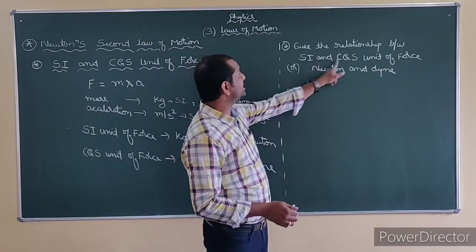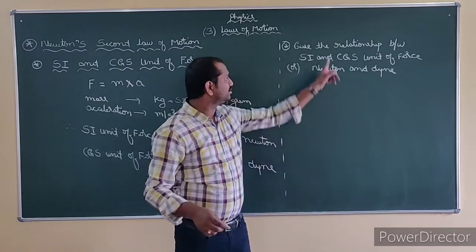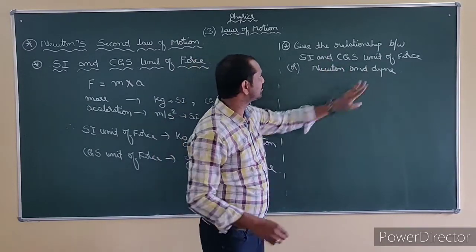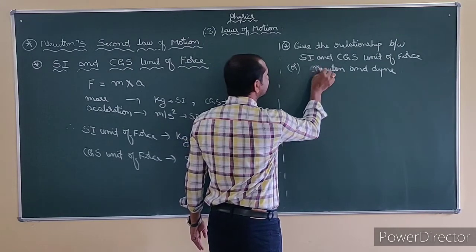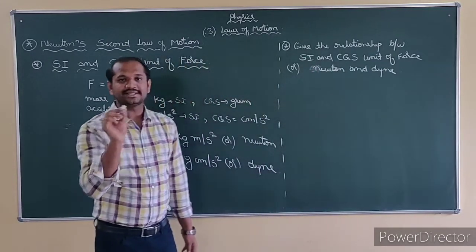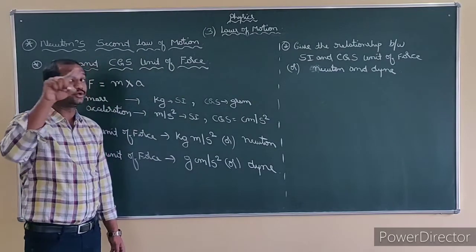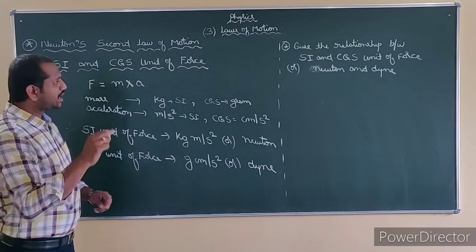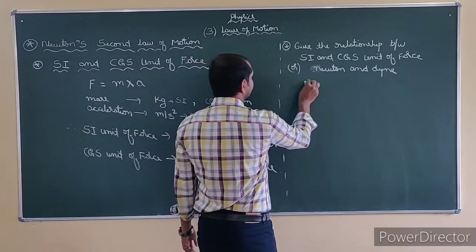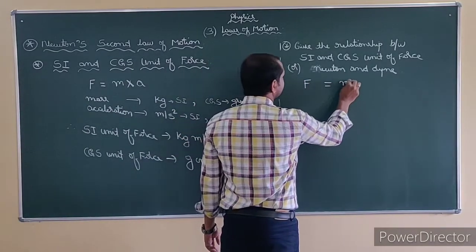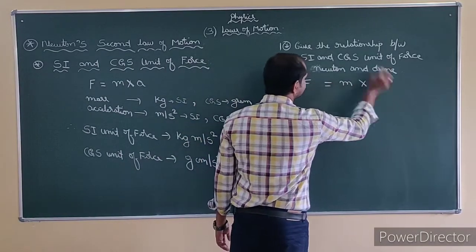They will give you SI and CGS unit of force. SI unit of force is Newton, CGS unit of force is dyne. Sorry. When you are writing Newton, you should not write capital N. You should write it in small letter. Whenever you are denoting only the symbol, you will write it capital. Now, to give the relationship between them, first let me consider F is equals to m into a.